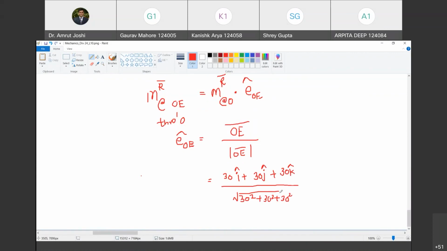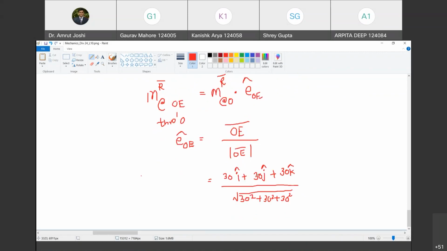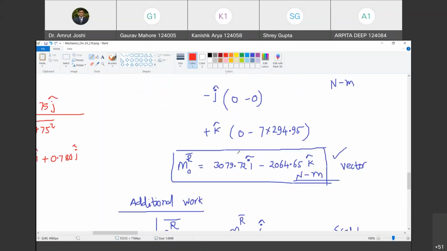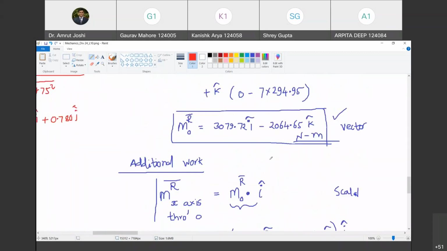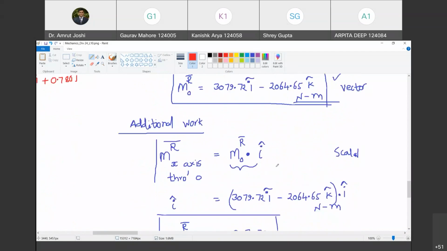Now we will stop here. It means we will stop solving this problem here. Now the rest of the job is easy. You already know moment of R bar about O. Take its dot product with this. So how do we do that? You are going to represent this dot product as a determinant as shown here. Are you with me? Yes, sir.